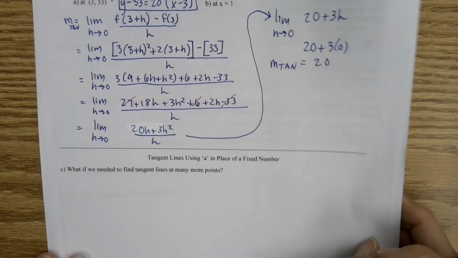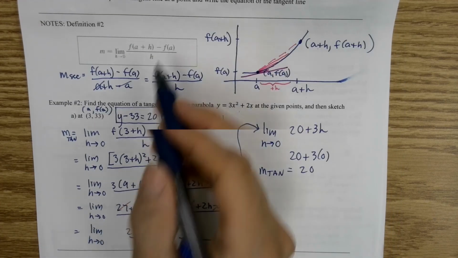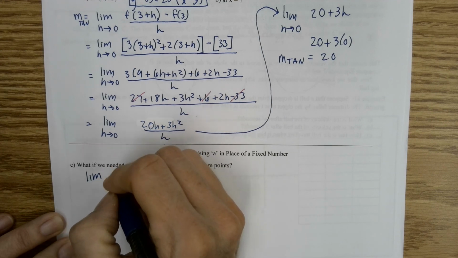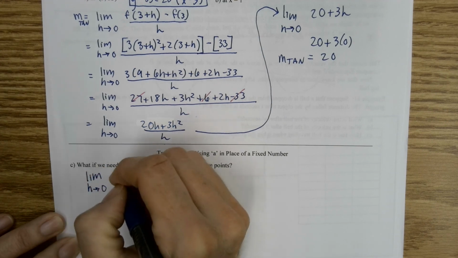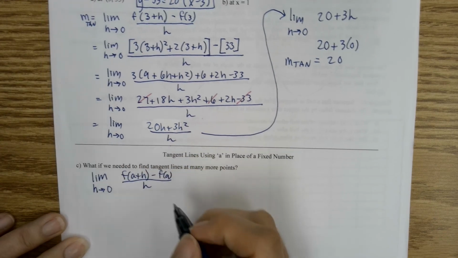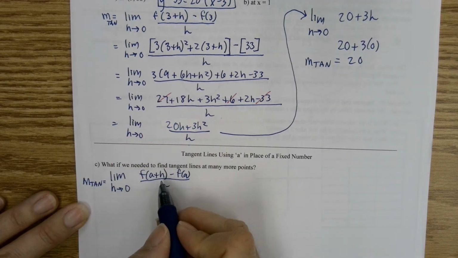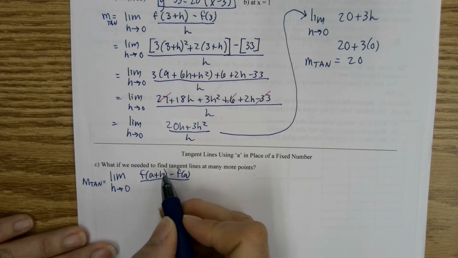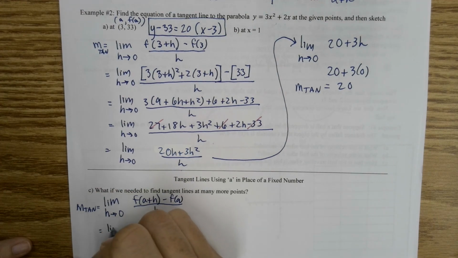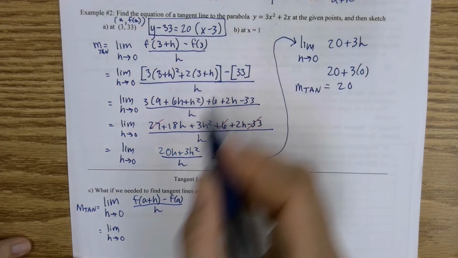So I'm going to take this exact same example, and I'm going to work this keeping a in my problem. So we're going to start with this definition from way up here. We're going to have the limit as h approaches 0 of f of a plus h minus f of a all over h. And what this is finding for me is my slope of my tangent line. And now I'm substituting a plus h into my formula. Remember, I'm using the same formula as I was before. So my next step would be the limit as h approaches 0 of, and in place of x, I'm going to put a plus h.